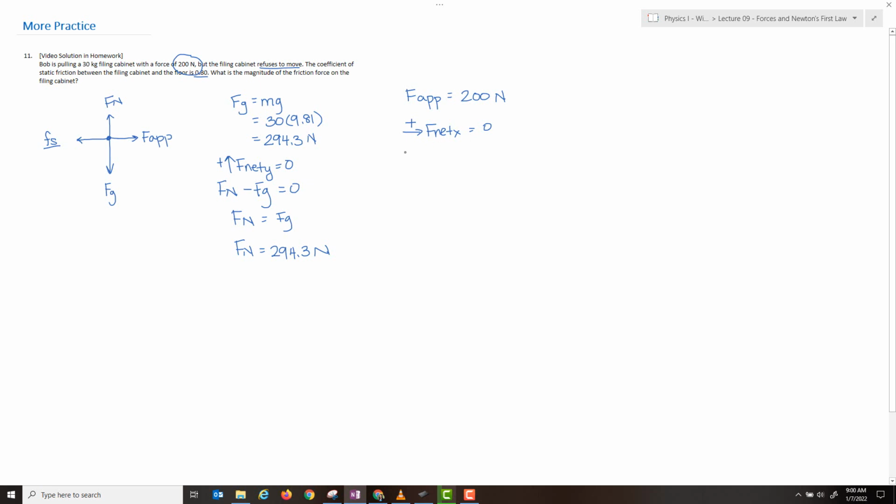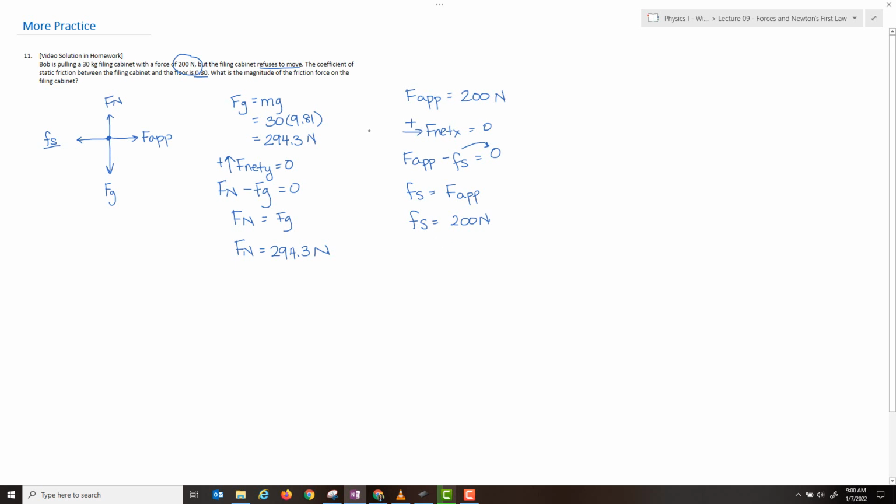So what are my forces in the x direction? I have F applied, and I have force of static friction, but it's negative because it's pointing to the left. All right, so now I can solve for my force of static friction. If I bring force of static friction to the other side, that would make it positive. So force applied equals force of static friction, or I can write it in reverse. Force of static friction equals F applied. So now we know our force of static friction is just 200 newtons.